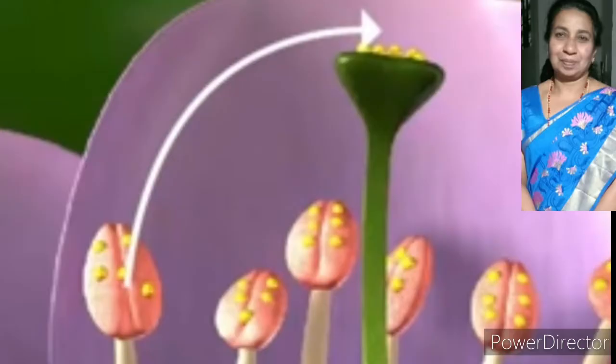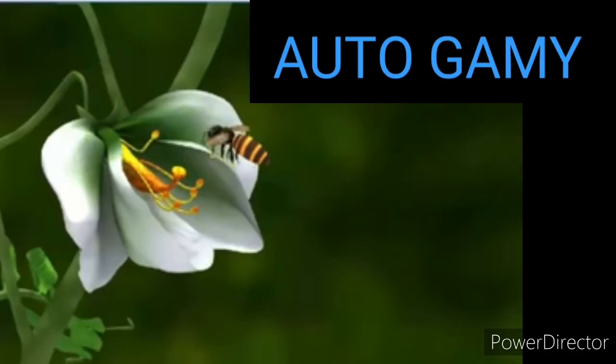Last class, we discussed pollination. Transfer of pollen grains from anther to the stigma of a flower is called pollination. Some of the biotic and abiotic agents help with pollination. Then we discussed the types of pollination. First, autogamy: transfer of pollen grains from anther to the stigma of the same flower.